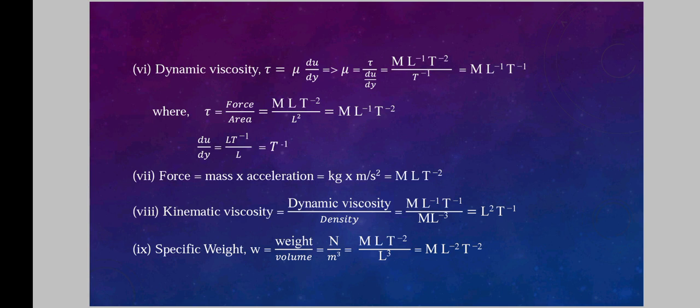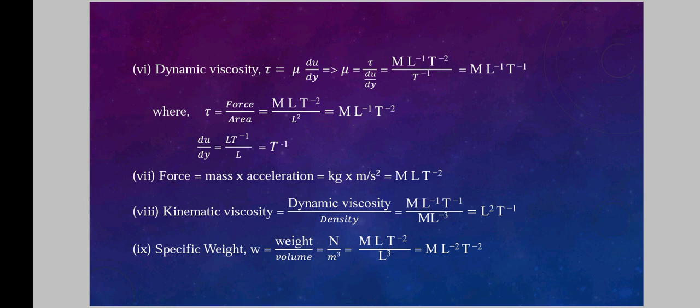For shear stress tau it will be M L power minus 1 T power minus 2, and du by dy will be T power minus 1. So resolving this, we will get M L power minus 1 T power minus 1. Here we can say that shear stress is force by area, that is force M L T power minus 2, for area L squared, that is M L power minus 1 T power minus 2, which will be applied in the tau value.